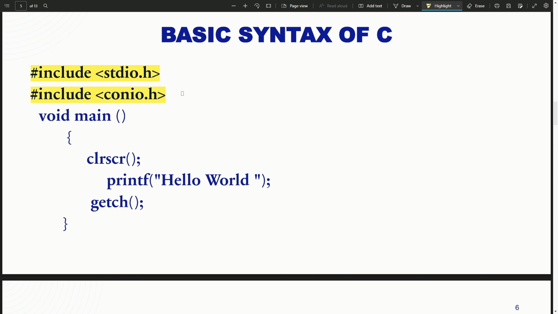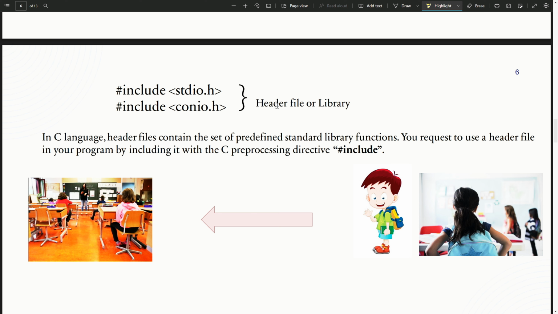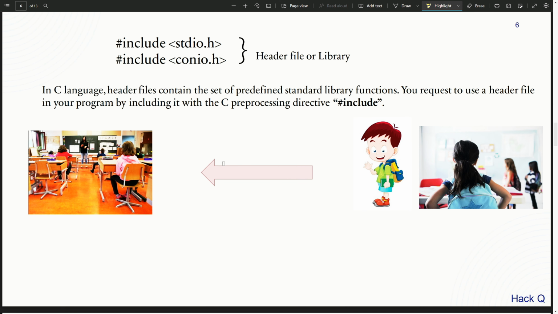As you can see on the screen, I have given you the definition, but I don't want to give you that definition. I will give you a simple example that will be easy to understand. As you can see, include means it's including something. This is the first line: include stdio.h. stdio.h is a library that is included in C language.